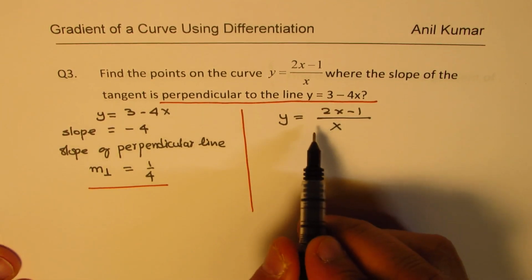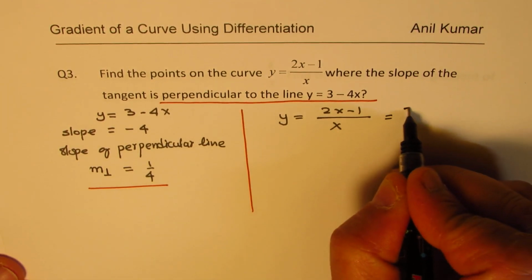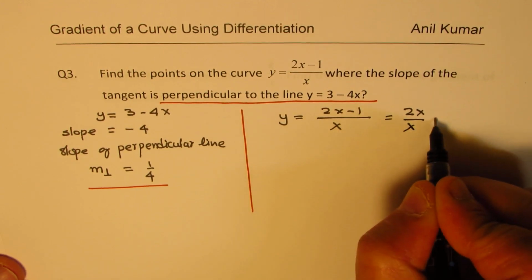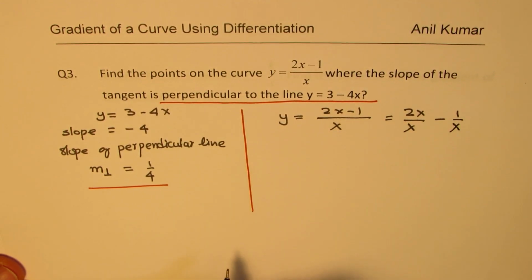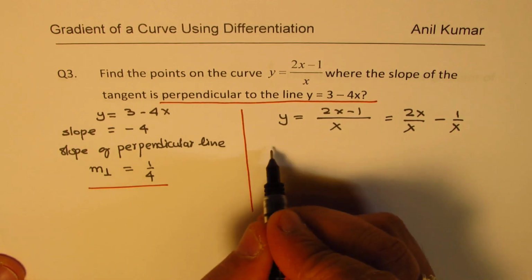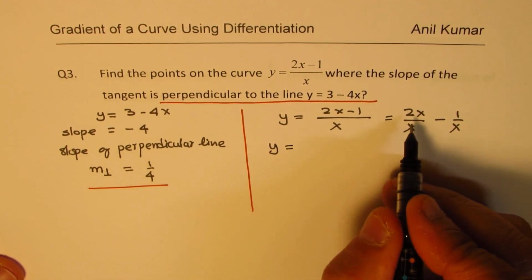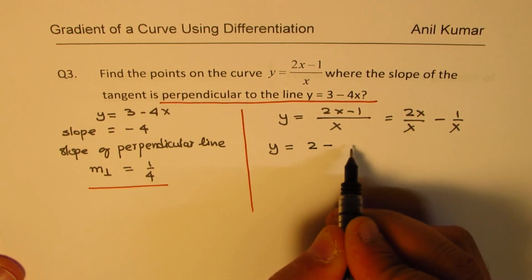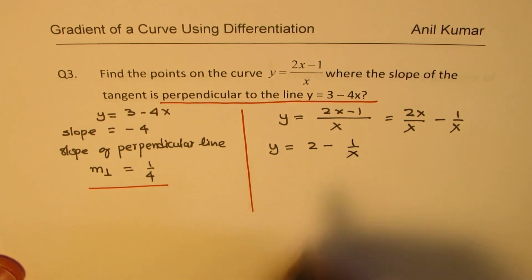Now, if you look at this function, you can actually write this as 2x over x minus 1 over x, correct? Now, I think it becomes easier to find the derivative. So we get 2 minus 1 over x, correct?